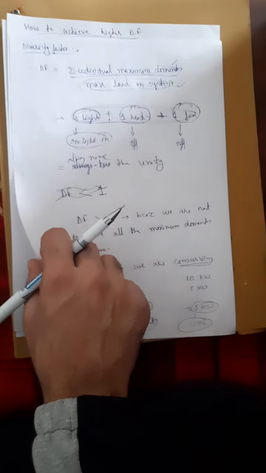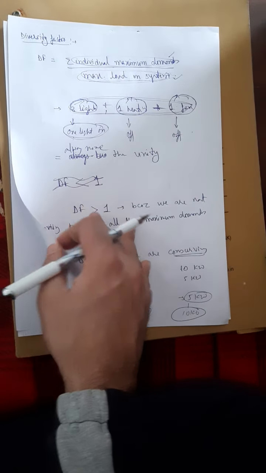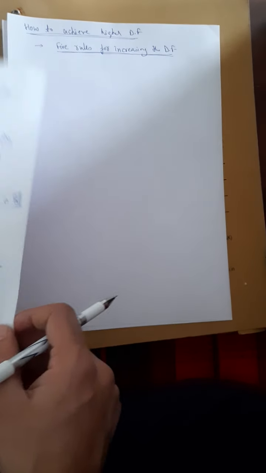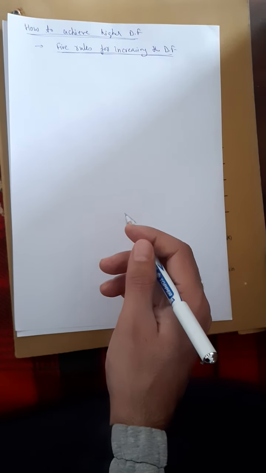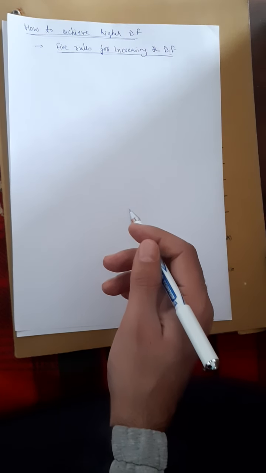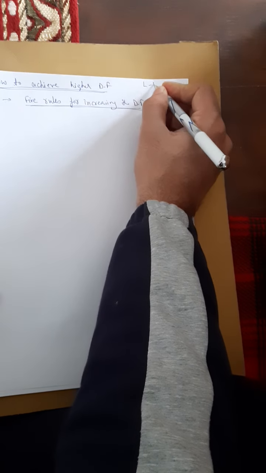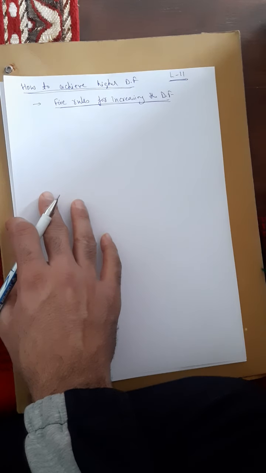So what is our aim? Our aim is that the diversity factor should be high. How can we make the diversity factor high? There are 5 rules for increasing the diversity factor. I told you yesterday that I will explain these rules in today's lecture, lecture number 11. Firstly, I will write these rules and then I will explain.